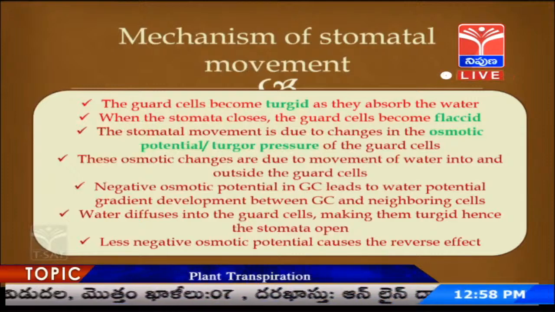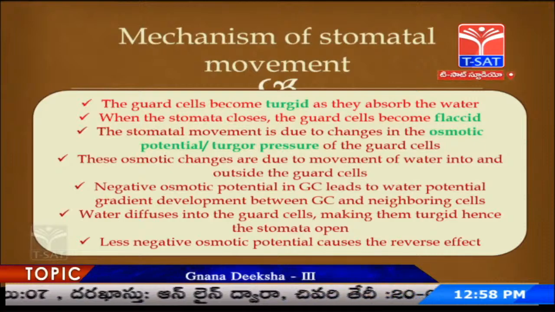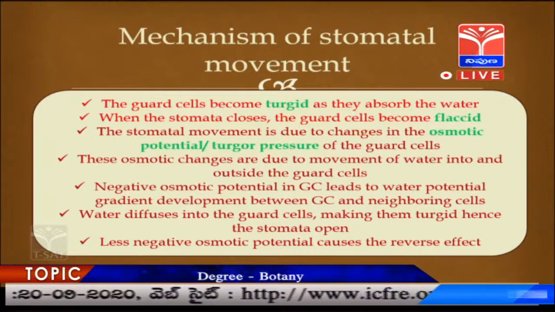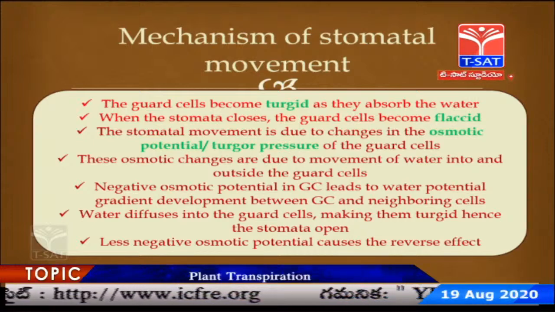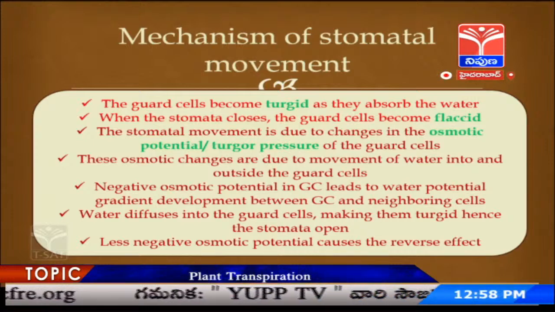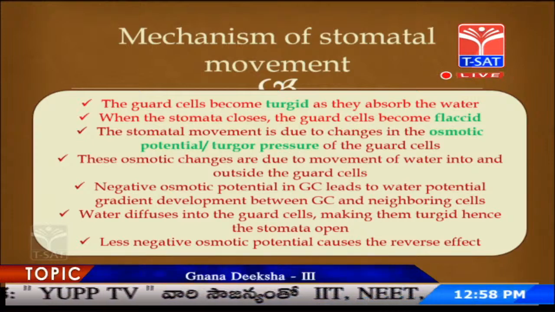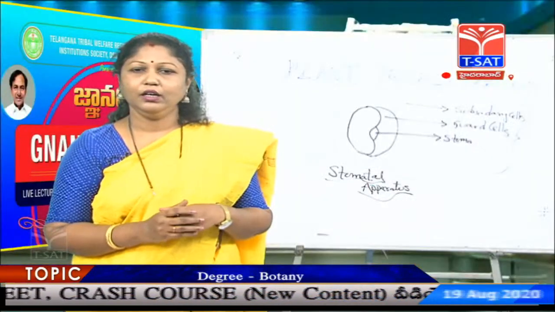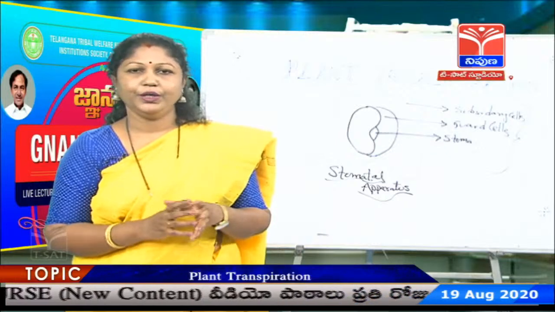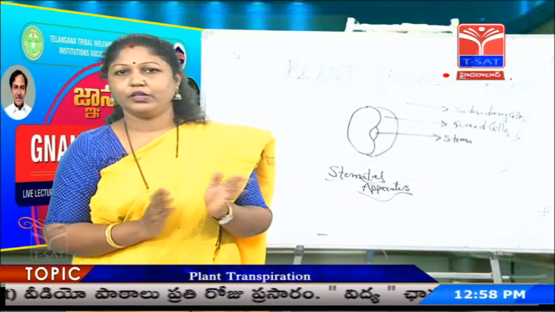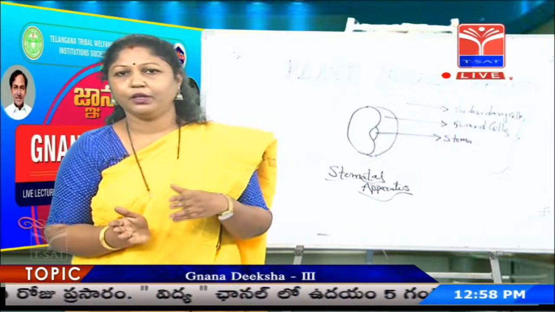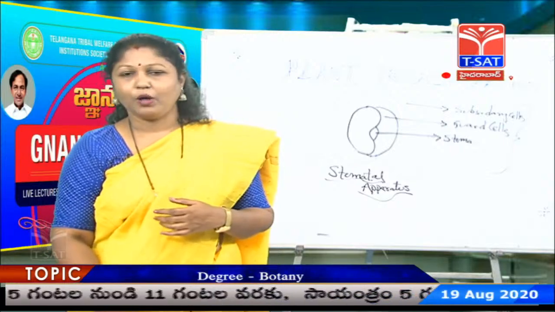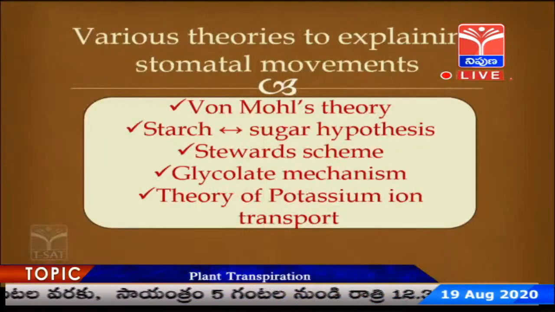When the guard cells become turgid, they absorb water and the stomata opens, and when they lose the water, they become flaccid and the stomata closes. This stomatal movement in the guard cells is regulated by the osmotic potential, or what we call the turgor pressure. This is because of the movement of water from the outside medium into the guard cells, or the water moving out again. So, that is the process of opening and closing of the stomata.